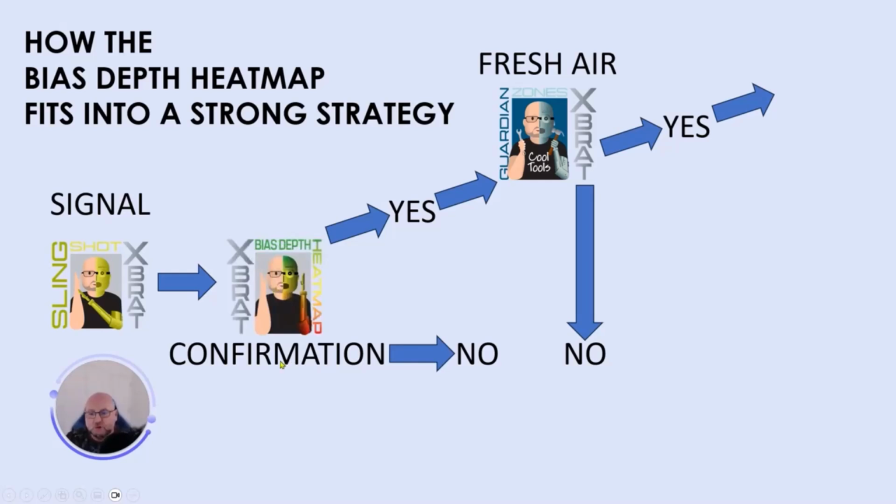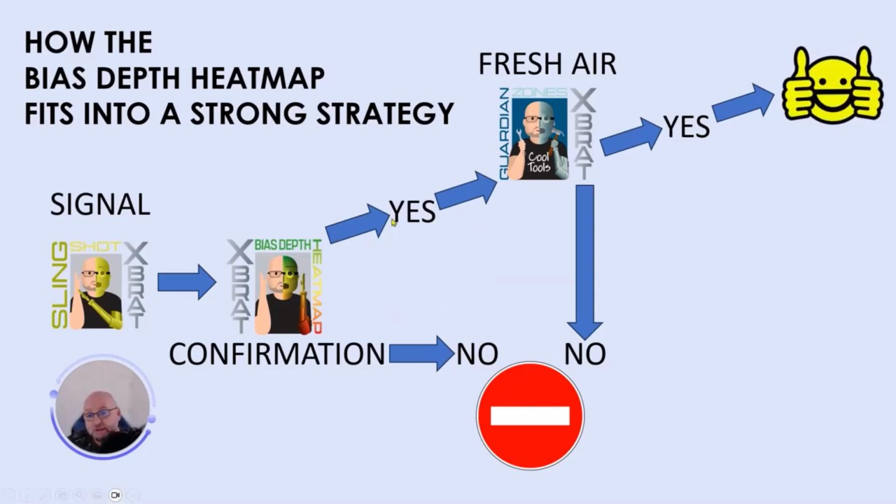If you do not get the confirmation, so if you get a long signal and we've got a bit of green, bit of yellow, bit of red in there, that is not the confirmation. You do not take the trade. That's the simple rule. We're filtering out the lower probability trades.